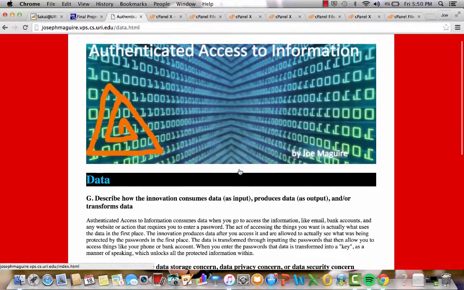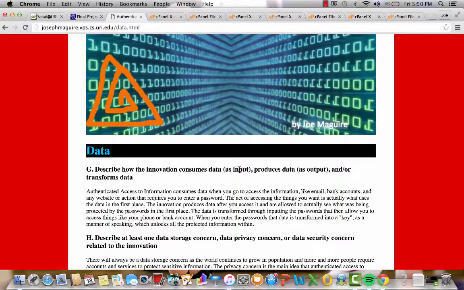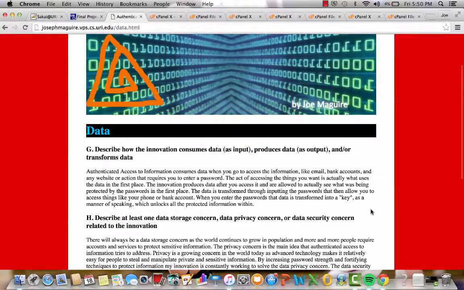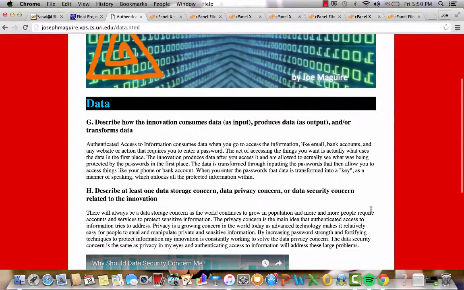The next page I'll be addressing is my data page, where I'll answer the next two questions. Question G: describe how the innovation consumes data as input, produces data as output, and transforms data. Authenticated access to information consumes data when you go to access the information, like email, bank accounts, and any website or action that requires you to enter a password. The act of accessing the things you want is actually what uses the data in the first place.